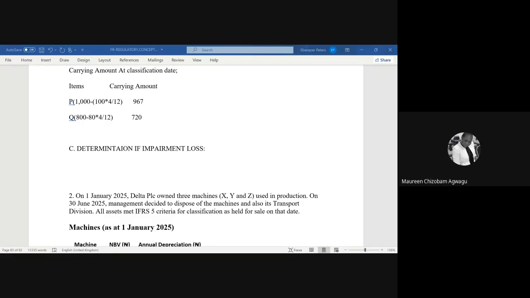Prime Tech PLC owns 5 machines, P, Q, R, S, and T, used in production. On 1st May 2025, management announced plans to dispose of some machines as part of restructuring. Additional information: machines P and Q were approved for immediate sale by the board and actively marketed at a reasonable price. Machine R has no buyer, yet the management intends to refurbish it before selling next year. And then Machine S is still being used in production and management has not committed to sell. Machine T has a buyer, but regulatory approval is still uncertain. Details as at 1st January 2025.